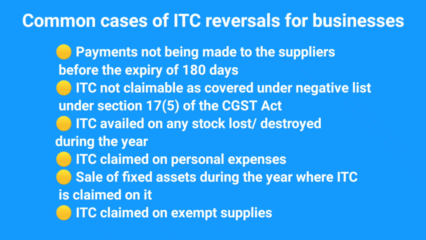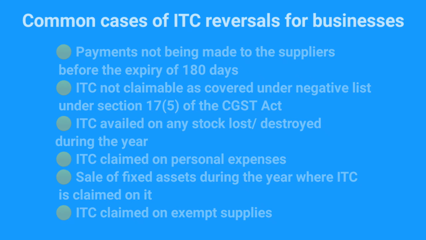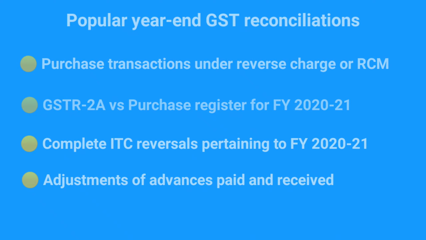ITC claimed on personal expenses. Now it can so happen that in ledgers such as general expenses, telephone expenses, traveling expenses, a certain percentage relates to personal nature. So ITC availed on these expenses, say up to 5%, has to be reversed for personal expenses. Sale of fixed assets during the year where ITC has been claimed on it, and at last, exempt supplies as per the formula. Last on the list of year-end GST related reconciliation is adjustments of advances paid and received.